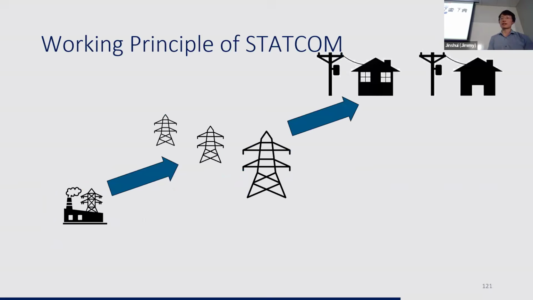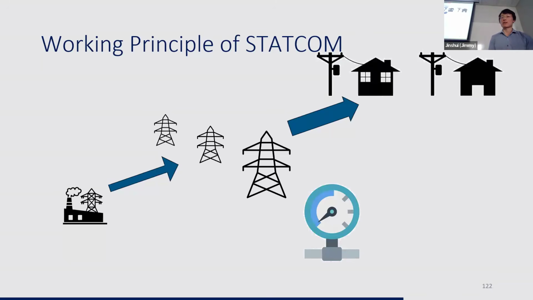Let's first see how a StatCom works. So here is a very oversimplified description of how electricity is transmitted. The power plant is far away, and the power grid carries the electricity over to our house. However, the power generated by the plant does not always match what we need.